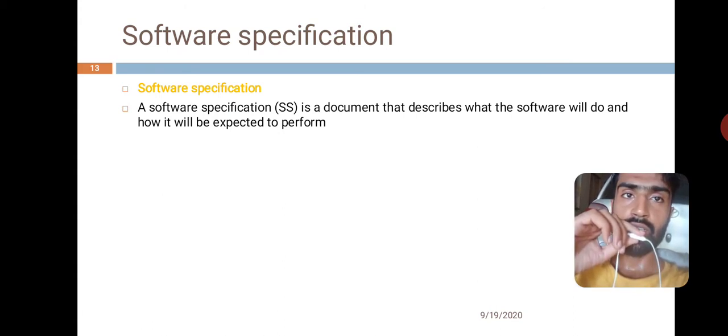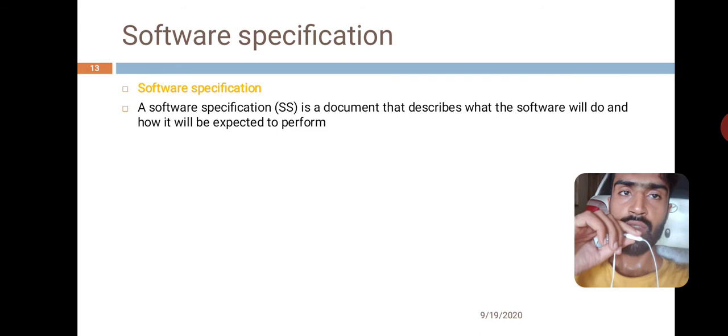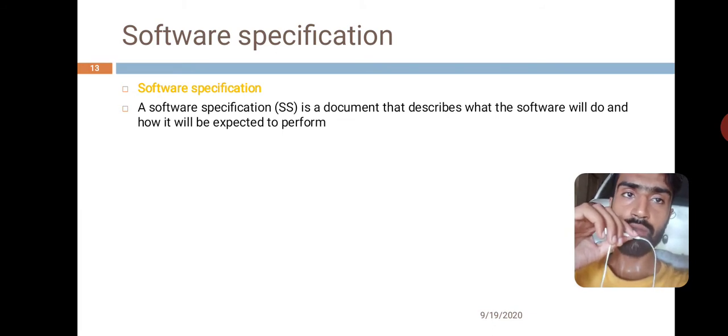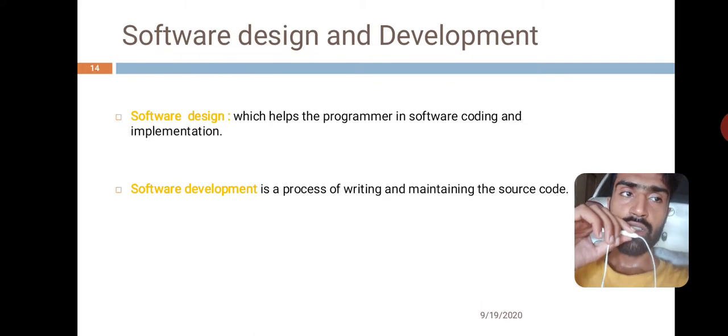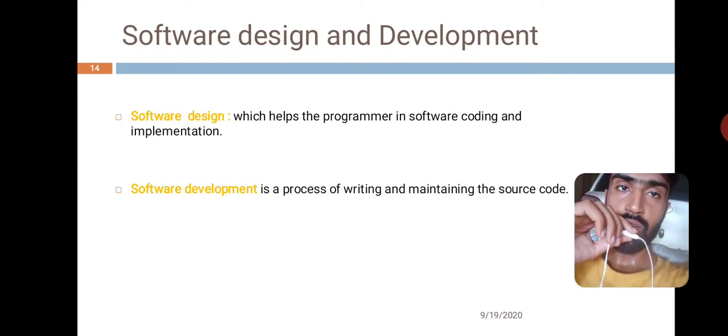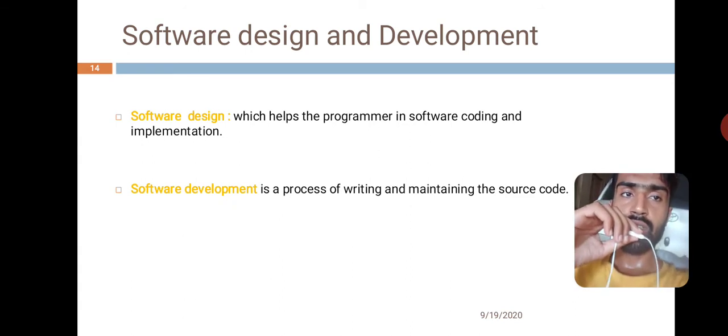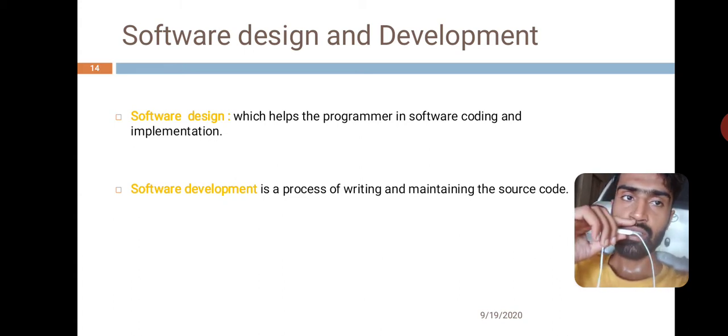Software specification. A software specification, SS, is a document that describes what the software will do and how it is expected to perform. Software design and development. Software design helps the program, and software coding and implementation. Software development is a process of writing and maintaining the source code.